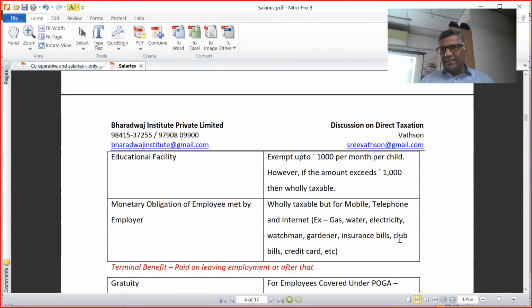Educational facility. This is where I am coming to. Exempt up to 1,000 per month per child. If it exceeds 1,000, it is wholly taxable. This is where the Delhi public school case comes in. So 12,000 exempt. If the school fees is 15,000, which the employer pays, how much is taxable? 15,000.